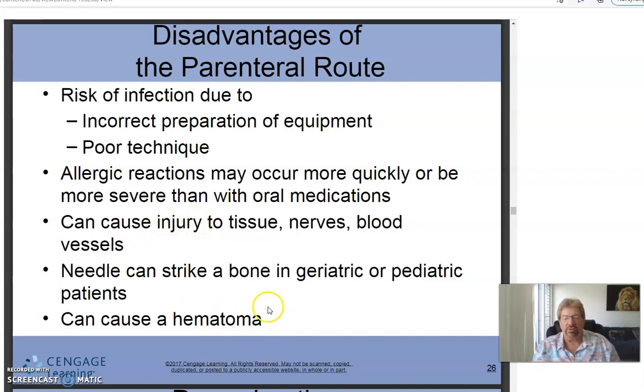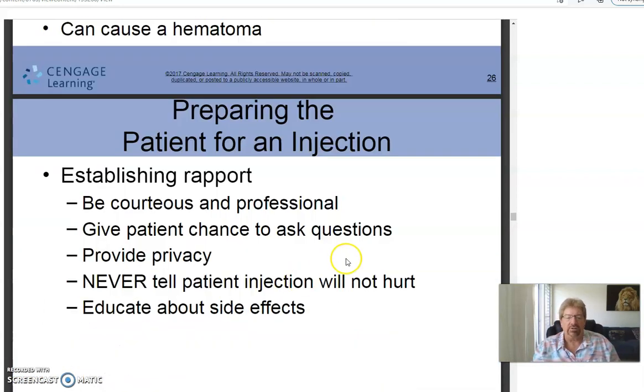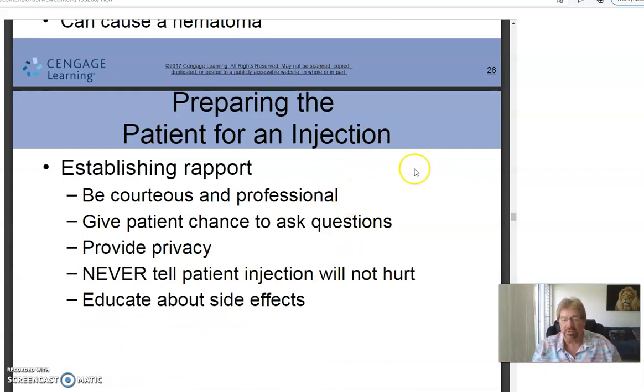It can cause a hematoma. A hematoma is where it starts bleeding under the skin and you get a big tumor of blood. It's not permanent, but it doesn't make patients happy.